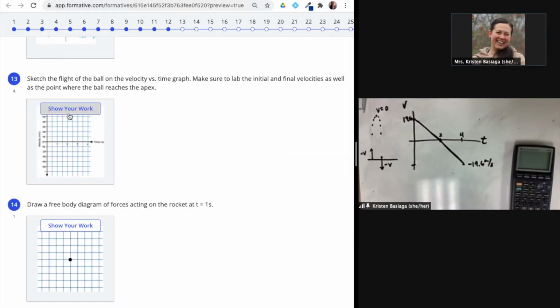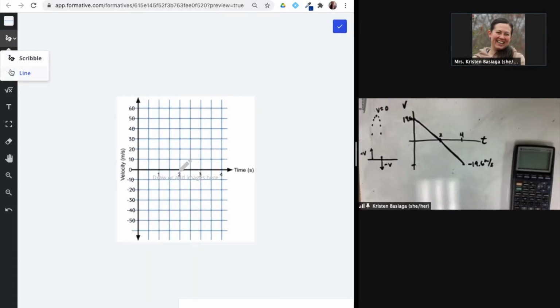Under show your work, to make this neat then, I'm going to choose the straight line tool. I'm going to start at just under 20, make sure I hit 2 seconds to be the apex, and go to negative just about 20 for a graph that uses a nice straight line.